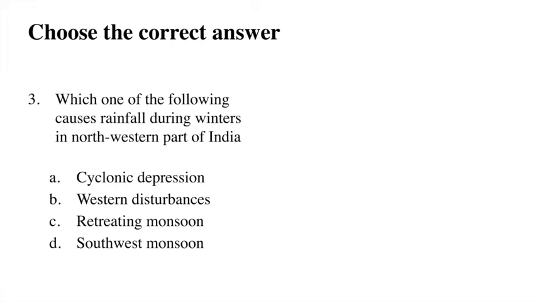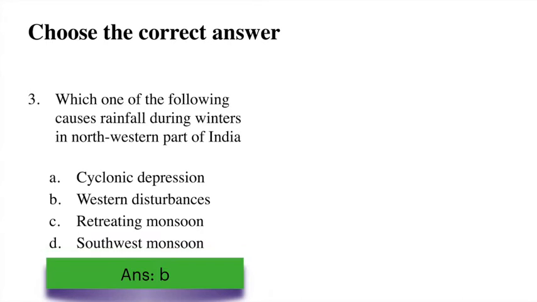Next question is, which one of the following causes rainfall during winters in the northwestern part of India? Cyclonic depression, option A, gives rainfall to the eastern coast mostly. Western disturbances, yes, give rainfall to the northwestern part of India during winter season. So option B is the right answer. Option C, retreating monsoon gives rainfall to the eastern coast, Tamil Nadu, Andhra Pradesh, Odisha. Option D, southwest monsoon gives rainfall to most parts of India except Tamil Nadu. So option B is the right answer.